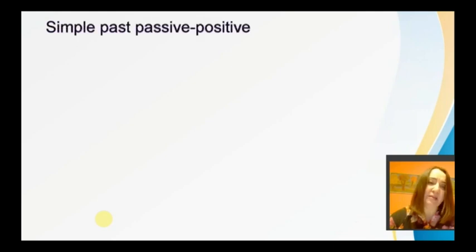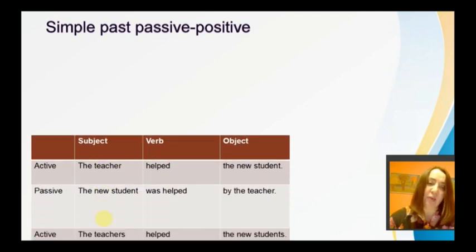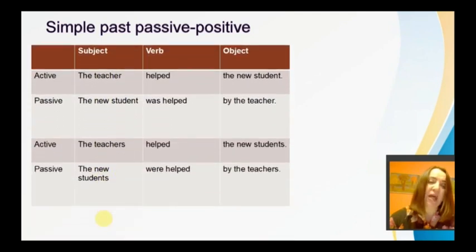The next slide is about simple past, passive, positive. Let's see our table. Examples. Singular active: The teacher helped the new student. Passive: The new student was helped by the teacher. Plural active: The teachers helped the new students. Passive: The new students were helped by the teacher.